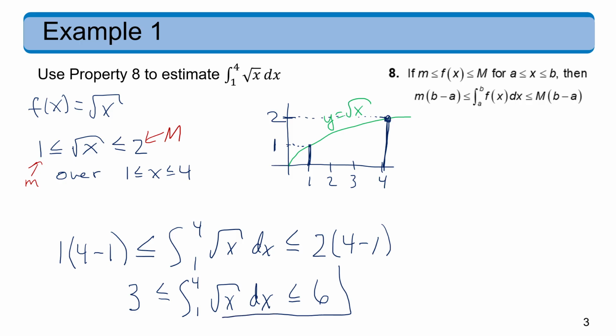So we have a very rough estimate, right? Whatever this value is for this definite integral, we don't know what it is, but we can say it's between 3 and 6 using property 8. So right now, we probably couldn't find this integral. We don't have enough techniques yet. But you'll be learning more about that a little bit in this class and a lot more in calculus 2. You'll be able to find the exact value of this integral very easily after you learn a few more techniques.